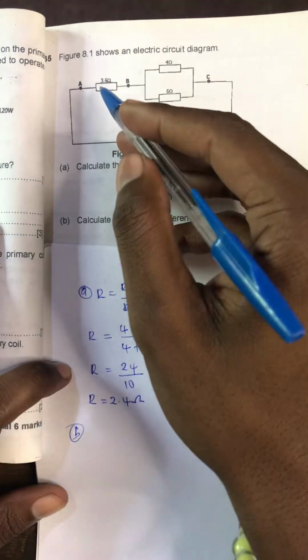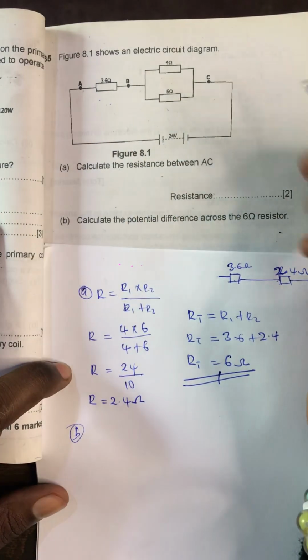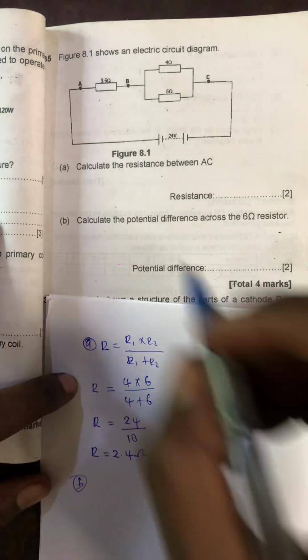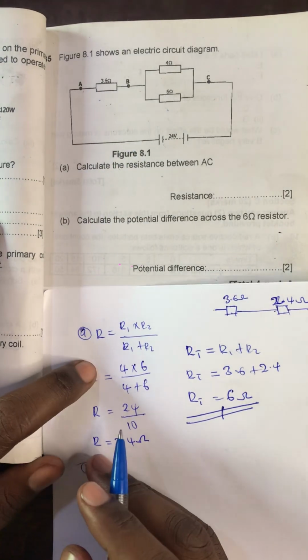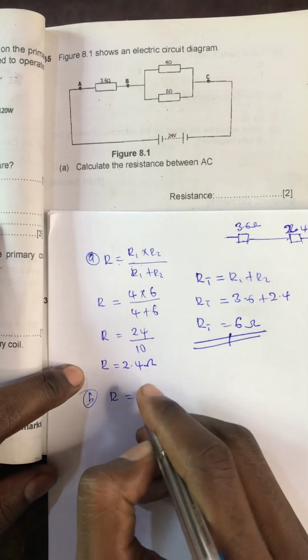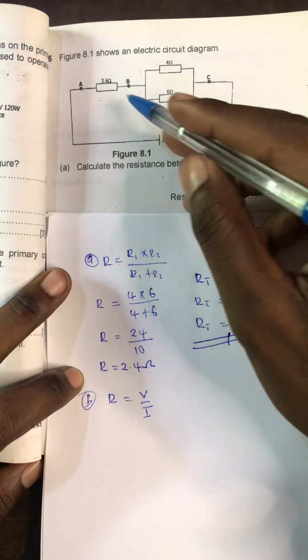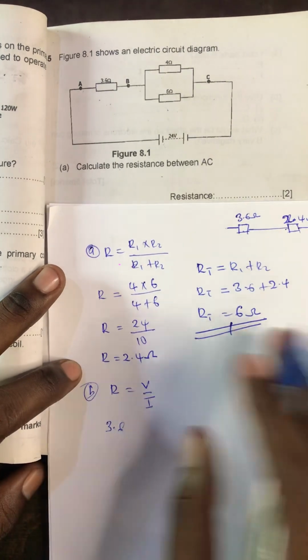So what is the voltage here first? What is the voltage across the 3.6 ohms? What formula are we going to use to find the voltage across this 3.6 ohms resistor? We are going to use this formula where we're going to say resistance equals voltage over current. So the resistance here is 3.6.